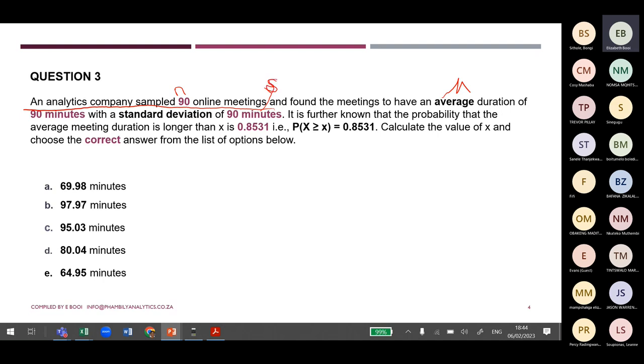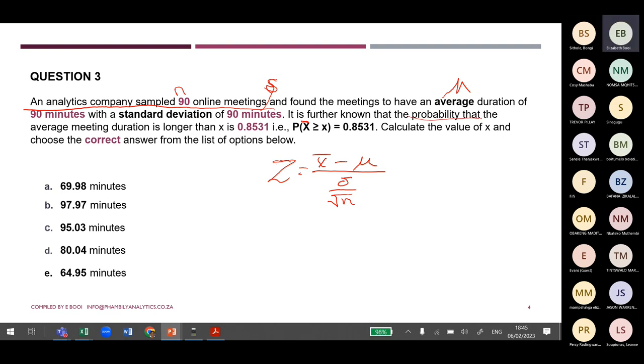Because I'm going to look at the formula for Z for the sampling distribution. It is your sample mean minus the population mean, divided by the population standard deviation divided by the square root of N. Now, the X that we are looking for is the sample mean. On this question, because we're dealing with sampling distribution, they have made a mistake here. They should have said X bar, the sample mean, for that X, because that is the average meeting, right?